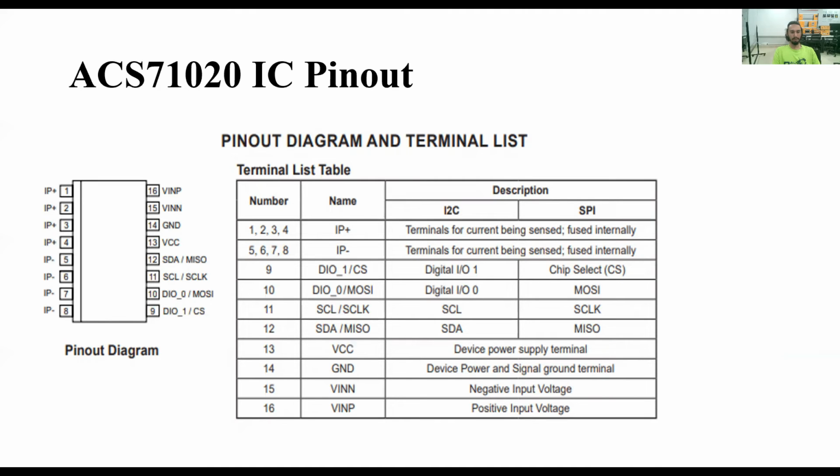The first 4 pins and the next 4 pins, that means 5, 6, 7, 8, are used for current sensing, and they are internally fused. Pins 9, 10, 11, 12 are communicating pins. They work on two communication protocols, that is SPI and I2C protocol. 13, 14, 15, 16 are VCC, ground, negative input voltage, and positive input voltage respectively.